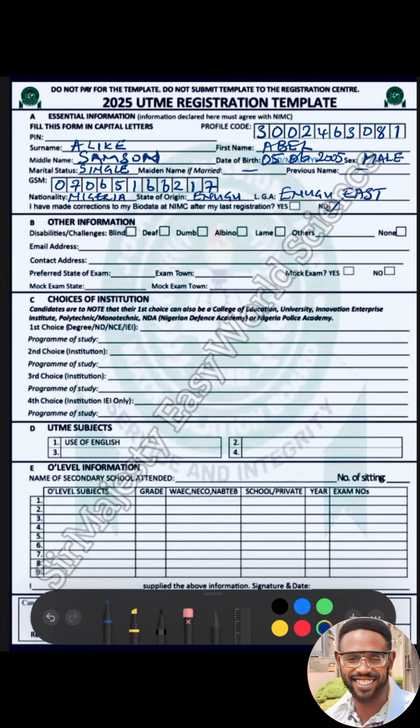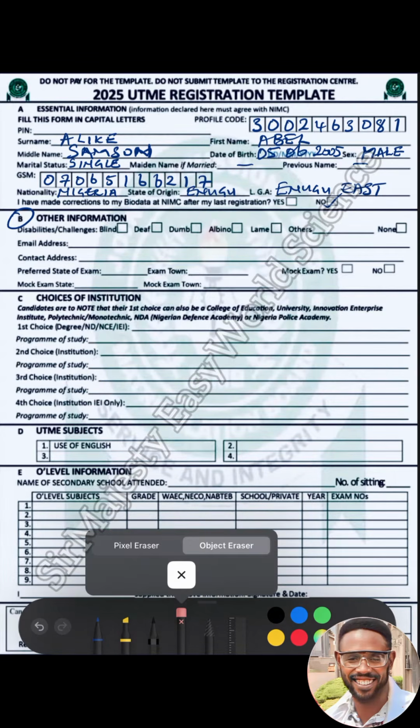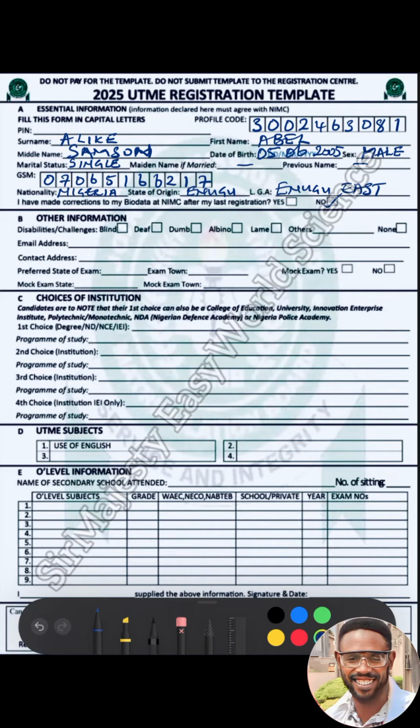So let's go to Section B. This is other information, while Section A contains the essential, basic ones. All right, in other information, the first thing is disability and stroke challenges. So it's obvious, if you have any of these, you indicate. But when you don't have, you indicate here none.